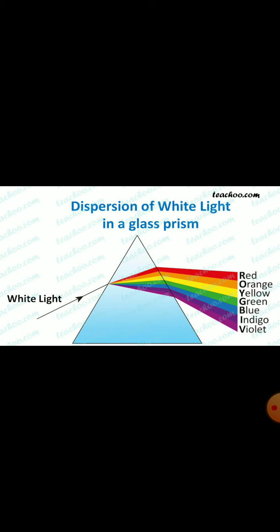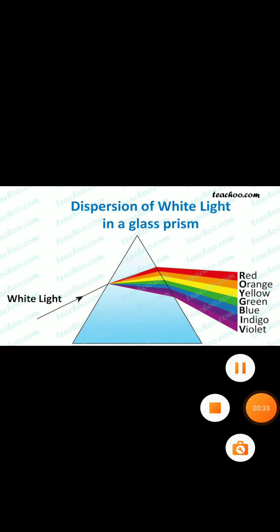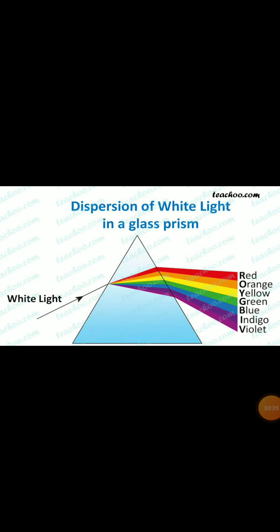The red light bends the least while the violet bends the most. So you need to remember here that red light bends the minimum, least means minimum, whereas violet light bends the maximum. So that is the bending of different color lights. And that is why the rays of each color emerge along different paths and thus become distinct. Distinct means different, which can be clearly seen.